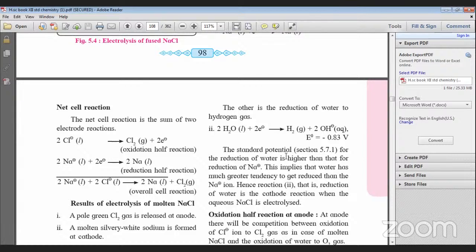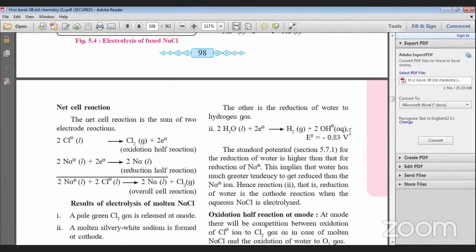The standard potential for the reduction of water is higher than that of the reduction of Na plus. So if you compare, the standard reduction potential of water is higher than that of the reduction of Na plus ions. This implies that water has a much greater tendency to get reduced than Na plus ions. Hence, reaction 2, that is the reduction of water, is the cathode reaction when the aqueous NaCl is electrolyzed.